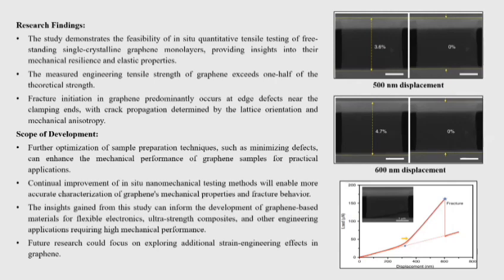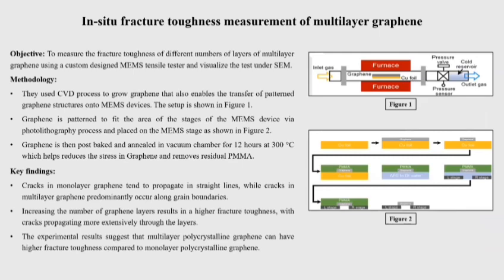And the fracture initiation majorly occurs at the edge defects, and it is determined by the lattice orientation and mechanical anisotropy. The scope of development in this field includes sample preparation process that could be optimized to get better results, and the tensile testing methods could be improved continuously to enable a more accurate characterization of graphene's properties. And the future research could also focus on exploring other strain effects in graphene. The next paper is about in situ fracture toughness measurement of multilayer graphene.